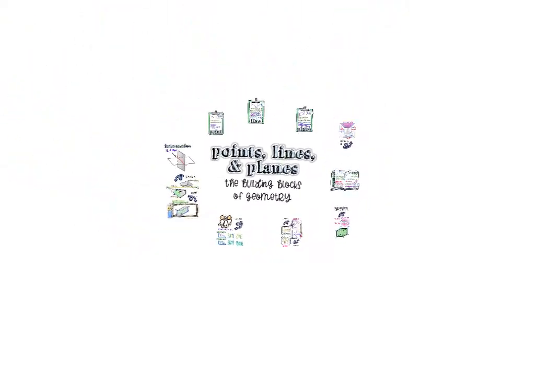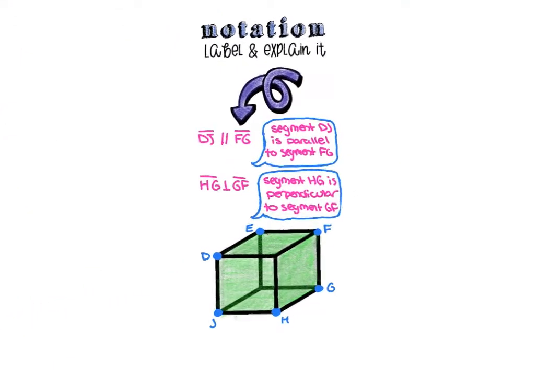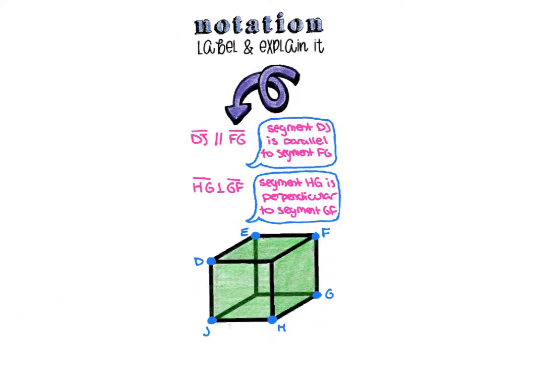Now let's take a look at some examples using the notation for parallel and perpendicular lines. Here we have a cube, and we're going to use that to show 2 line segments that are parallel to each other and 2 line segments that are perpendicular to each other. As you can see, DJ is parallel to FG, and HG is perpendicular to GF.